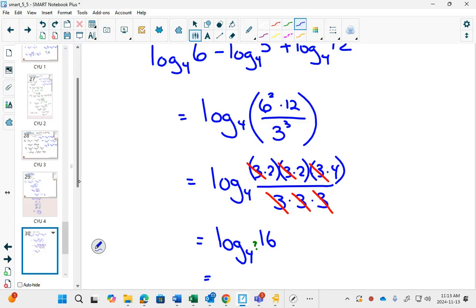Can you do this one in your head? 4 to what exponent would be 16? 2. So we don't even have to do the let x in this situation because we can just see the answer and write it down. All right, questions? For practice on this one, number 13.